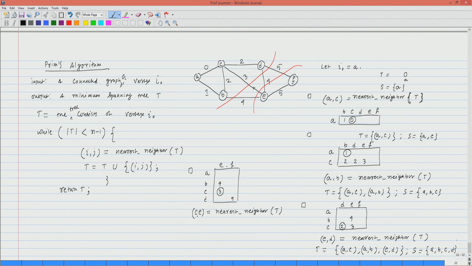of the current tree T, and so you update your T. Your current tree consists of 4 edges: AC, AB, CD and CE. Okay. So, since there are 6 vertices, we need 5 edges, so one more edge is required, and that is the last iteration.